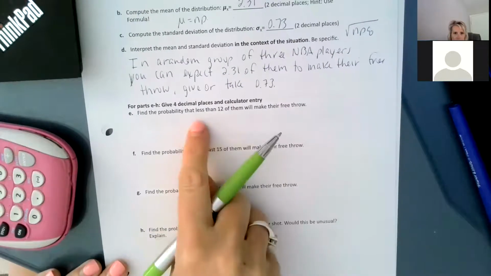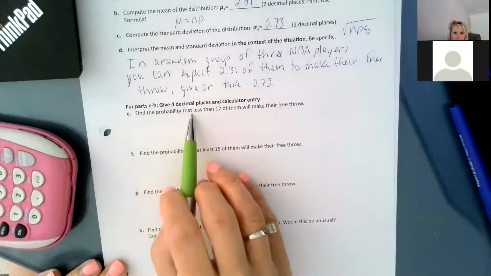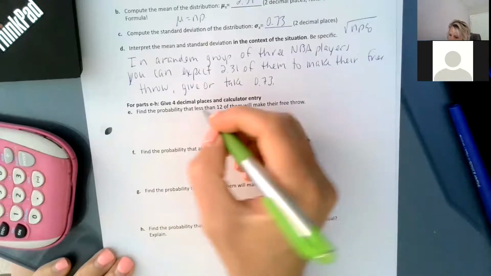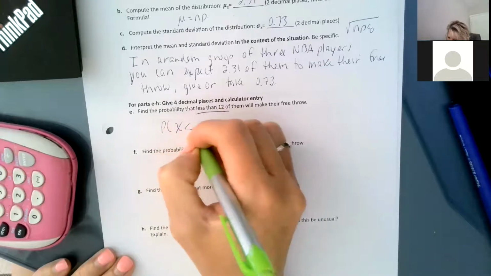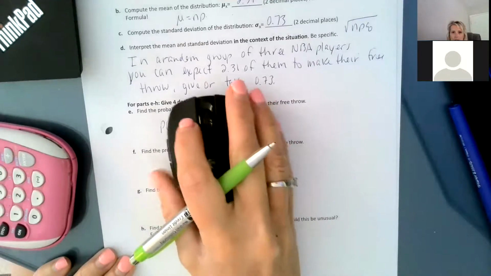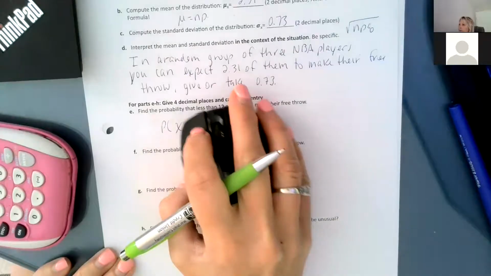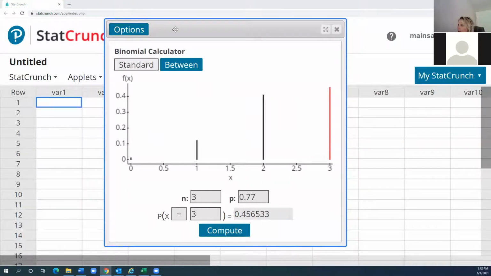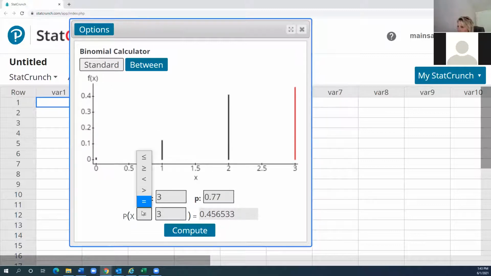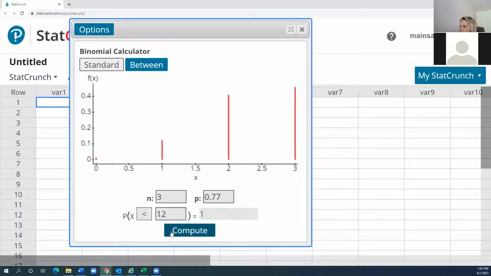So E through H is asking us to do some calculator entries in StatCrunch. So let's look at E. It says, find the probability that less than 12 of them will make their free throw. So that's strictly less than 12 of them make their free throw. So let's go to StatCrunch. And we have our scenario still pulled up, so that's nice. And we're going to go down here and choose the strictly less than, and we're going to put in 12. Oops.